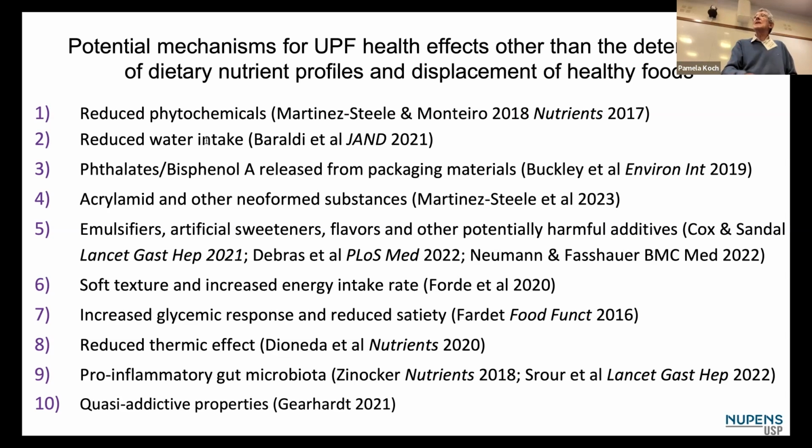Are mechanisms for which there is some evidence that they exist. Starting with reduced phytochemicals. Remember that I told you that foods have nutrients, but they have much more other food components. And these food components are destroyed by definition. If you separate the food into carbohydrates, protein, and fat, you lose the phytochemicals. They are not there in the final product.